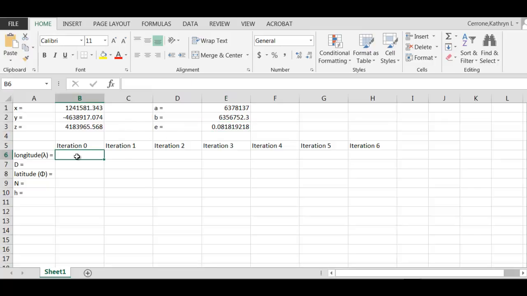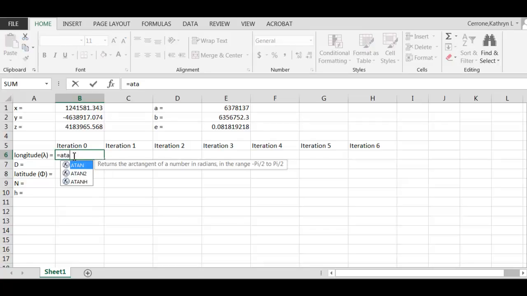First, we're going to look at longitude. Again, this is equal to, and we want tan inverse. Now, Excel does tan inverse, known as arctan, as atan.